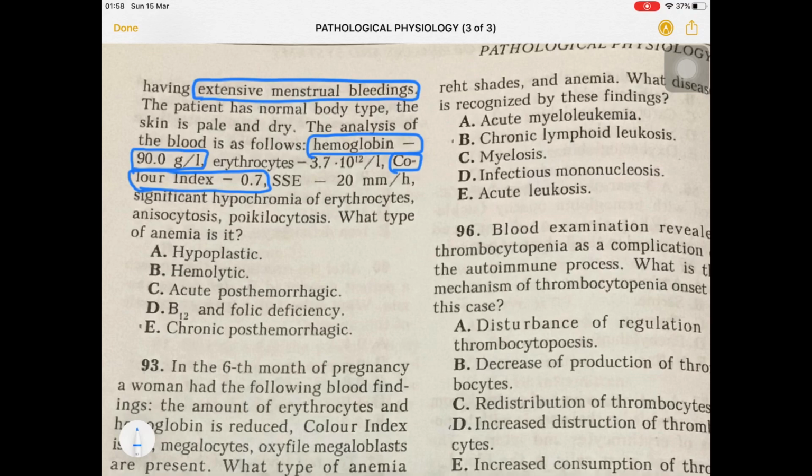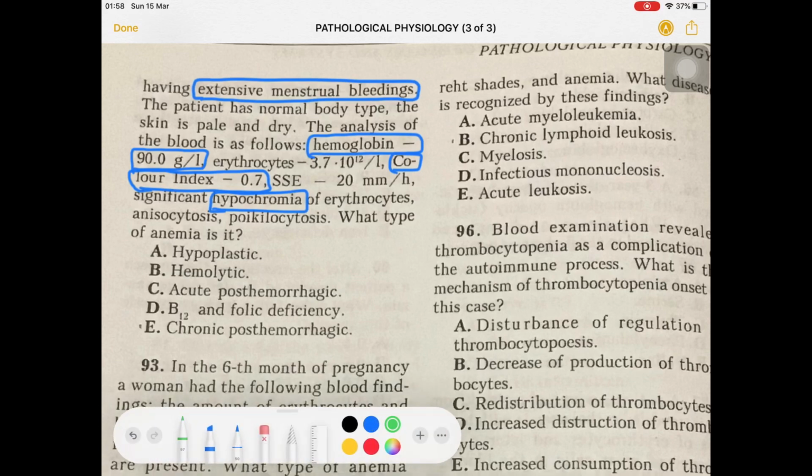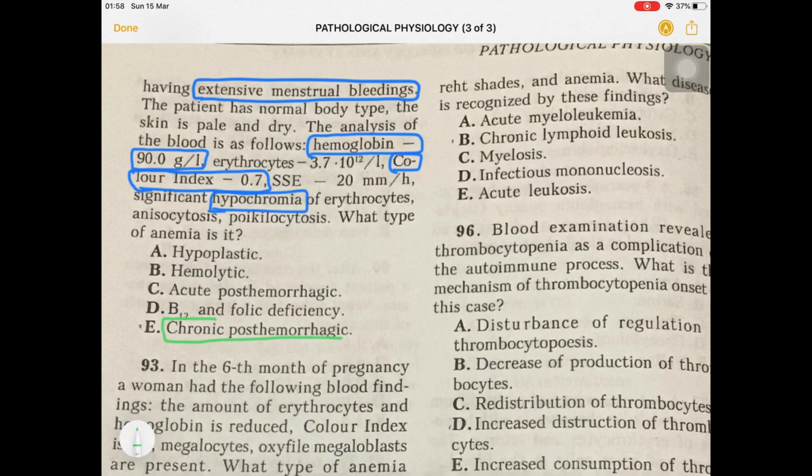However, they have already mentioned the extensive menstrual bleeding, which gives you the preference of which answer, that is the post hemorrhagic anemia. Now you will ask why it is chronic, because they are giving you the history of extensive menstrual bleeding, happening for over 3 years. They also say hypochromia, and we can see the color index is quite low, so we can estimate our answer very easily: chronic post hemorrhagic anemia, right?